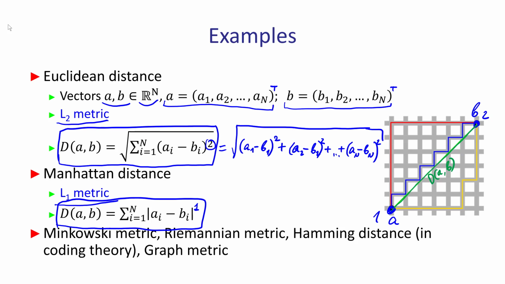This is the sum of all of the differences of all of the appropriate elements in the vector, which means basically the absolute value between A1 and B1 plus the absolute value between A2 and B2 plus the last one, AN minus BN. So this is just the sum of absolute distances.